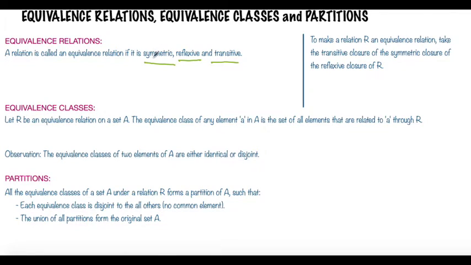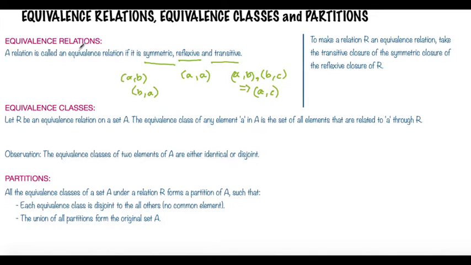So just a recap, what is reflexive? Reflexive is that every element should have itself as the other element in the ordered pair. And symmetric is that if we have (A, B) in the relation, then we should have (B, A) as well. And transitive: if we have (A, B) and (B, C), then we should have (A, C) as well. So if a relation satisfies these three properties, it is called an equivalence relation.